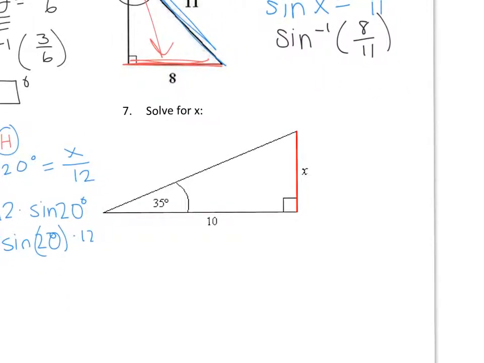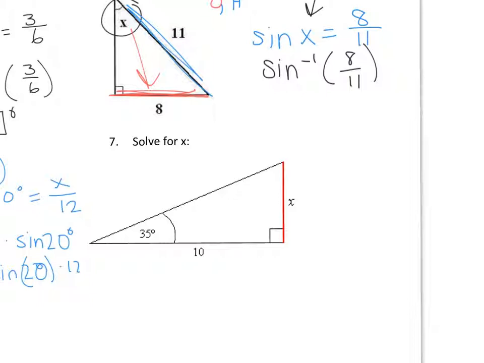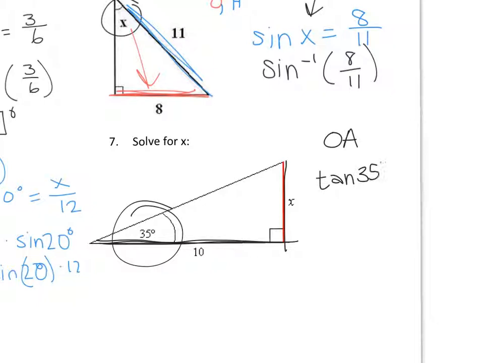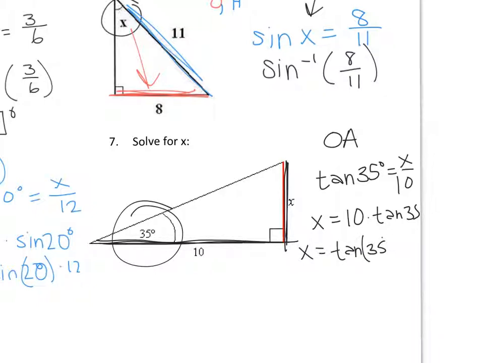And then number 7, solve for x. So we have this angle. We want to know what x is. X is opposite, and we have this side, which is the adjacent. So we're going to use tangent. So the tangent of the angle measure, 35, equals opposite, which is x, over 10. So to solve for x, you multiply both sides by 10. Or you can do x equals tangent of 35 times 10. You can do it that way too.